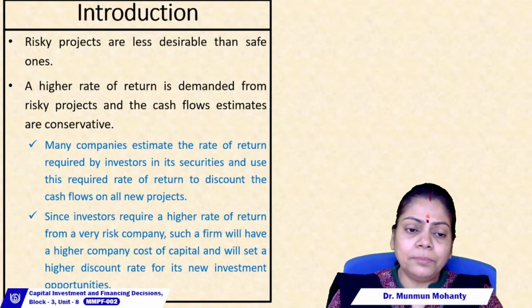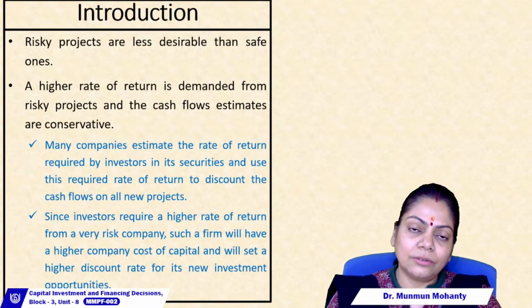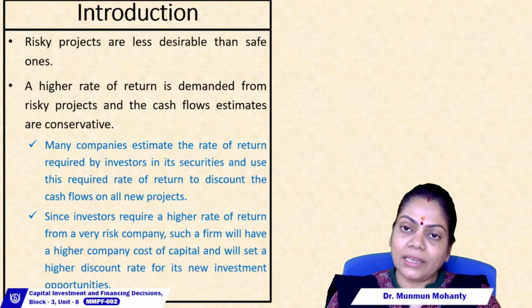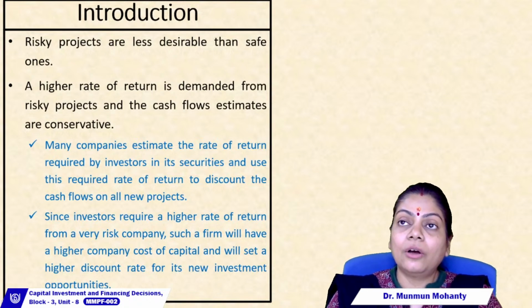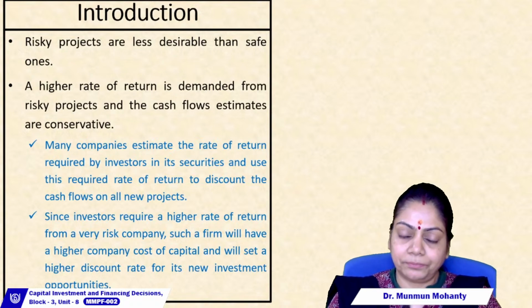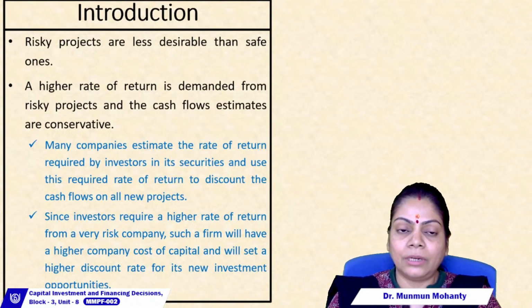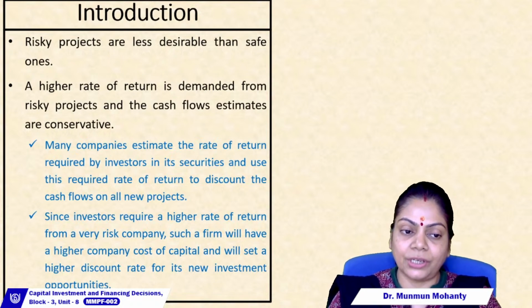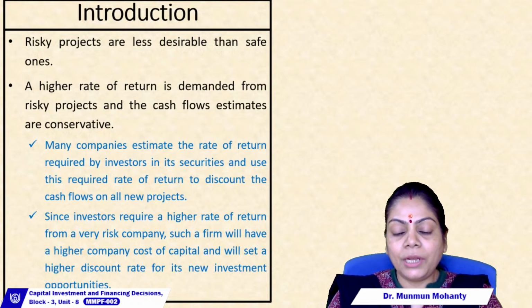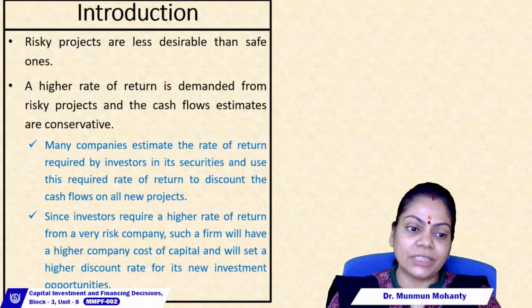Now, the companies estimate the rate of return. When we're talking about this cost of capital, these companies estimate the rate of return that the company's investors require based on its securities. Basically, when we're talking about debt, we're talking about the cost of debt and debentures, and when we're talking about equity, we are talking about the cost of equity shares. Now, this cost of capital is used to discount the cash flows of all the new projects.